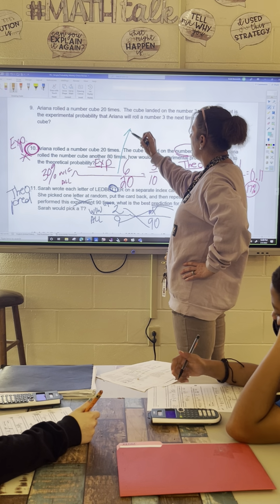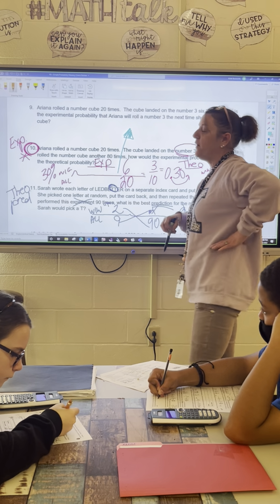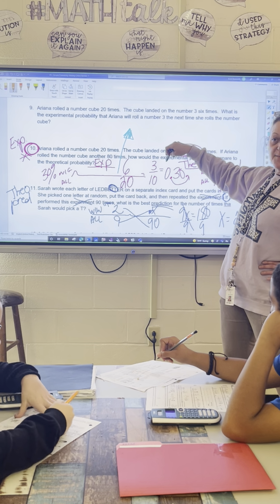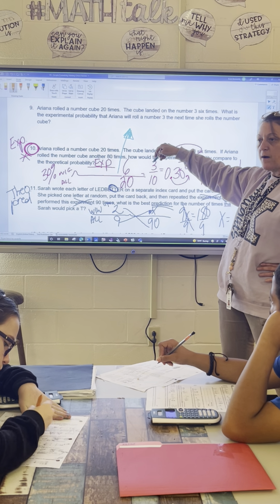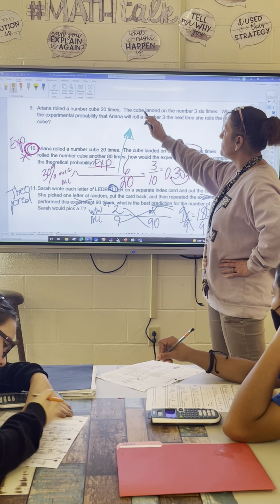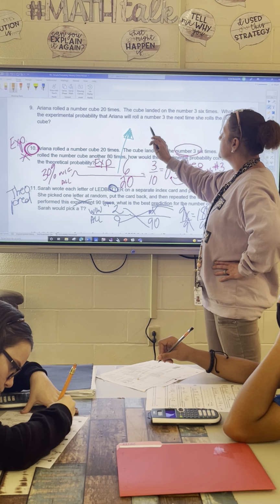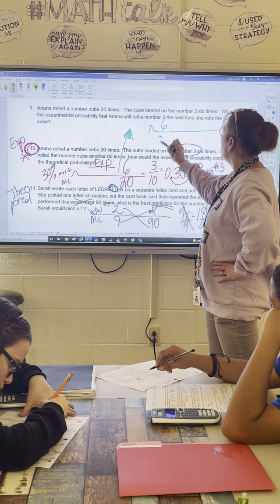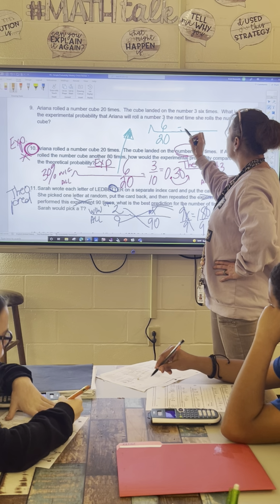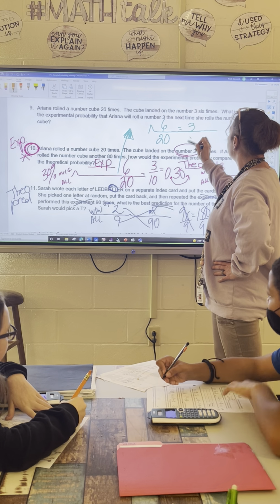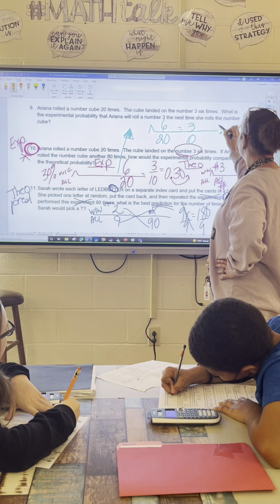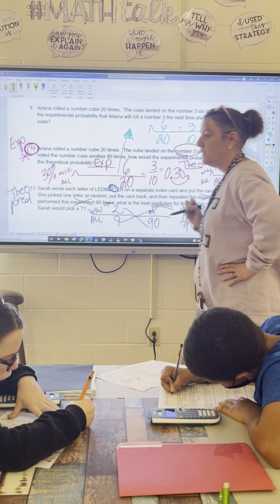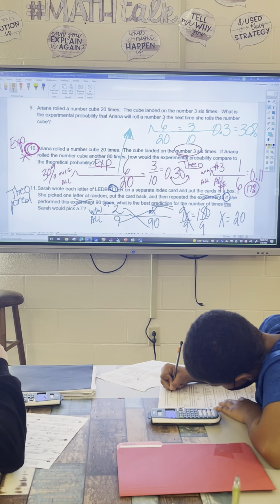So I'm just going to draw an arrow right there because if we were doing these problems in order, if we'd have done number 9 before we did number 10, we would have had the experimental probability already. But this problem and this problem actually go together. And so the experimental probability was 6 out of 20, which is equal to 3 out of 10, which was 0.3, which is 30%. Okay? So we'd already done it right there. Questions?